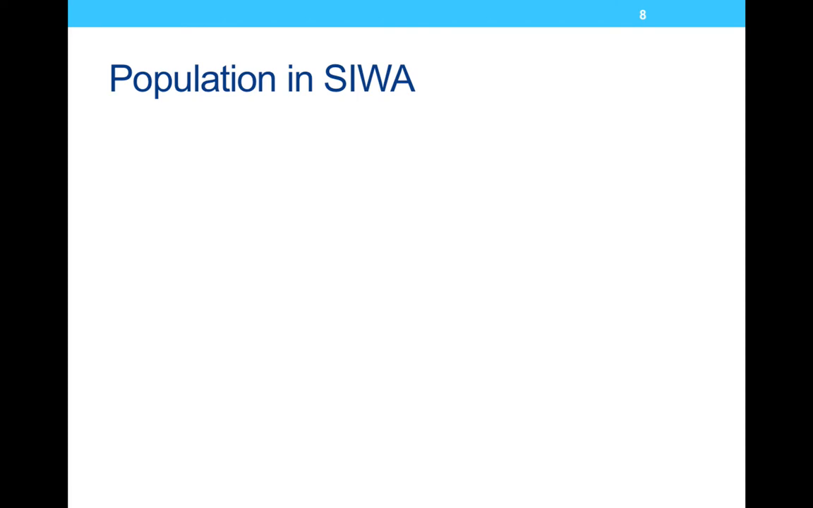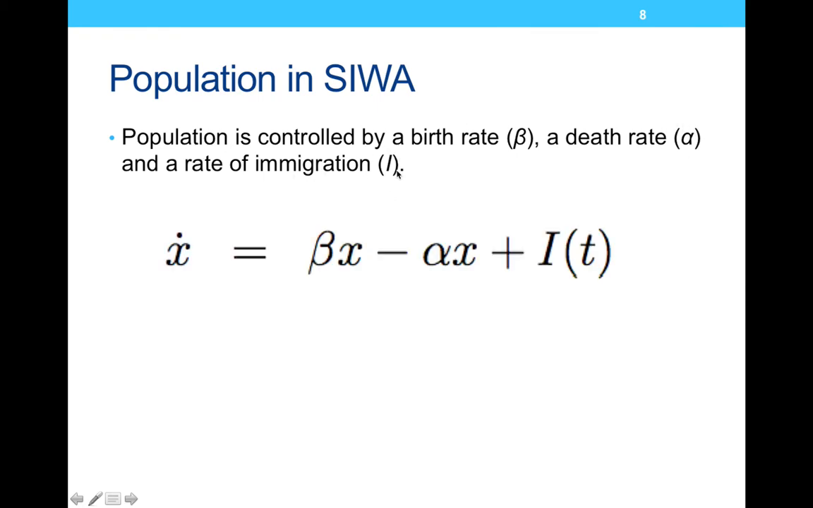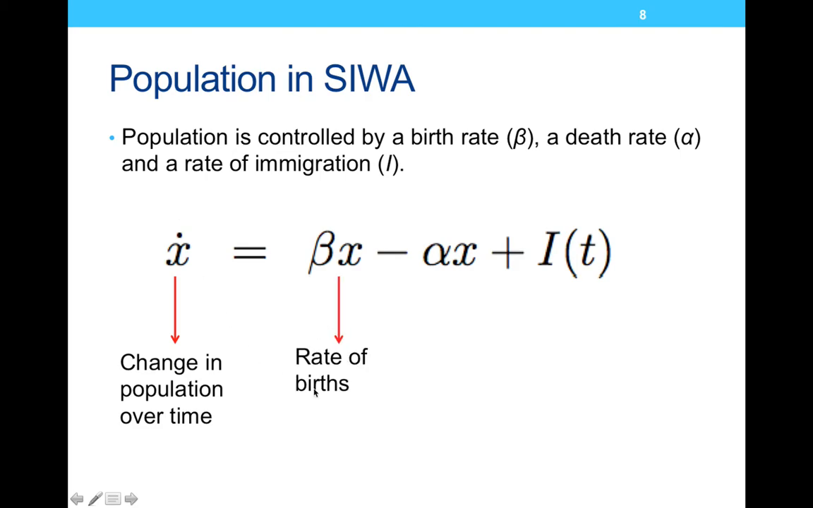Okay. Let's look at the first variable, population. Population is controlled by a birth rate beta, a death rate alpha, and a rate of immigration that we'll call I. And what that translates to is an equation that looks like this, where we're assuming the dot notation for the rate of change of a variable. So X dot is the change of the population over time. Okay. Beta X is the rate of births, and alpha X is the rate of deaths. I is the rate of immigration.